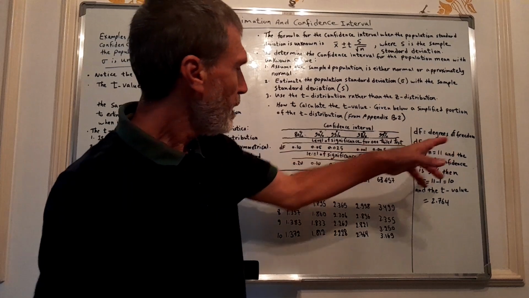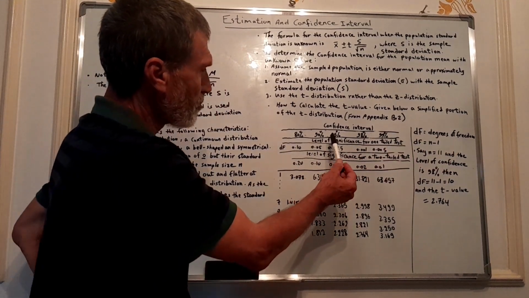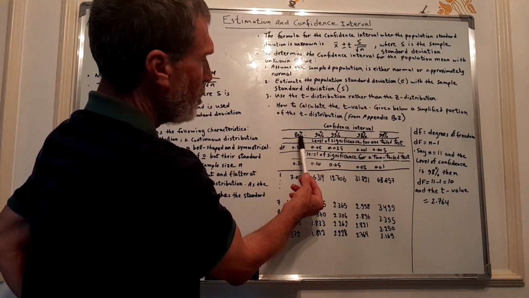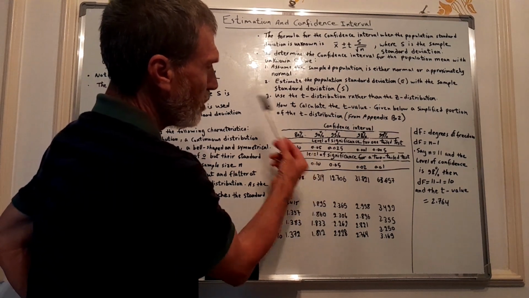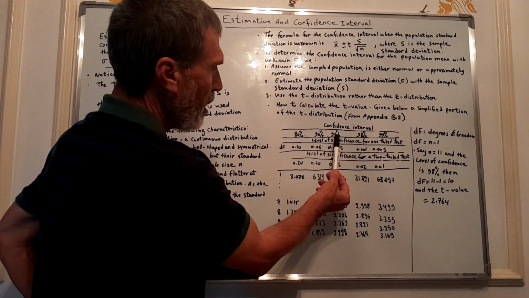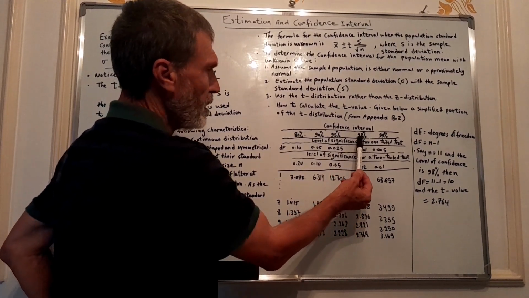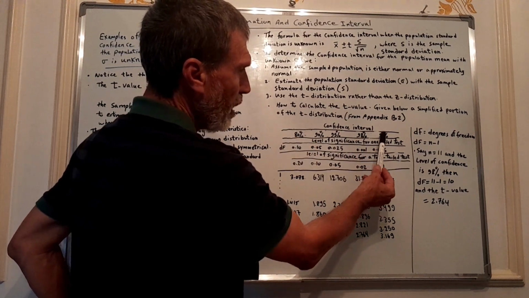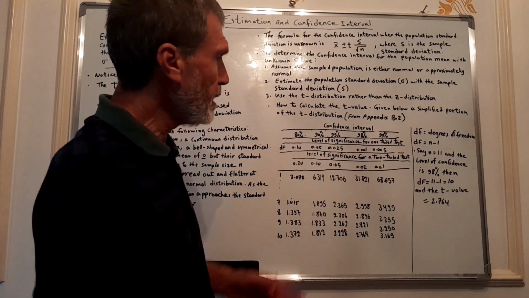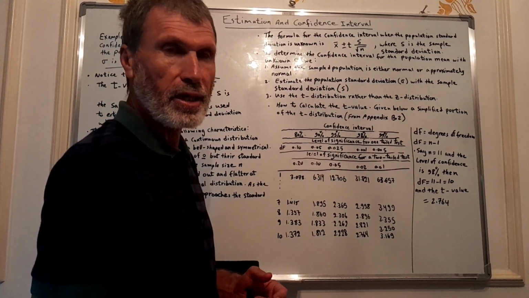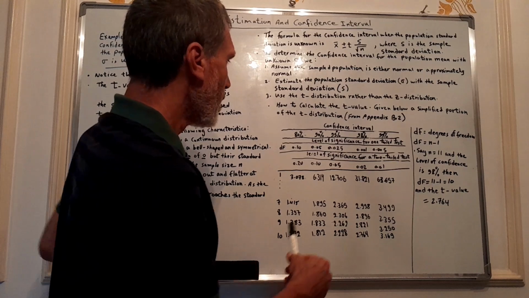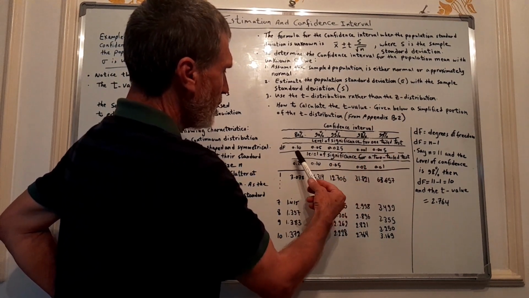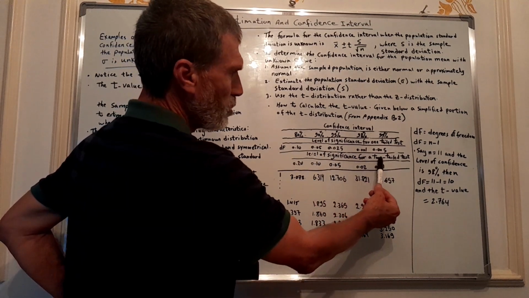For instance, as you can see over here, you have an 80% level of confidence, a 90% level of confidence, a 95% level of confidence, a 98% level of confidence, and a 99% level of confidence. These are the levels of confidence that are in the table. And you have the level of significance for a one-tail test. You have the level of significance for a two-tail test.